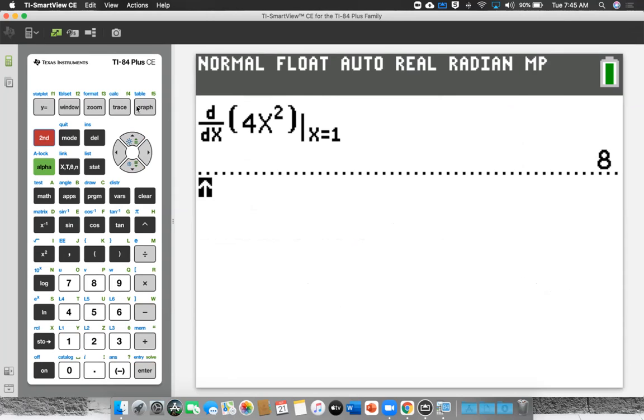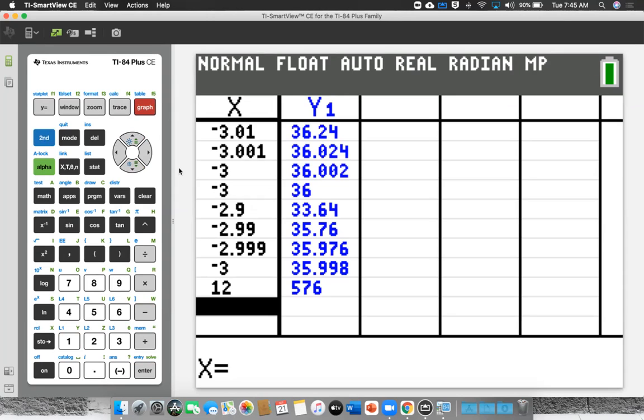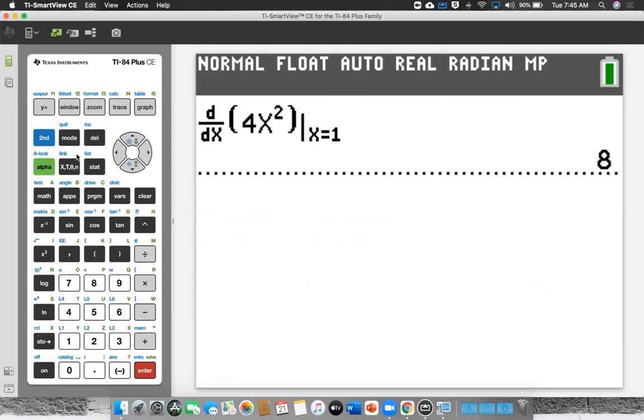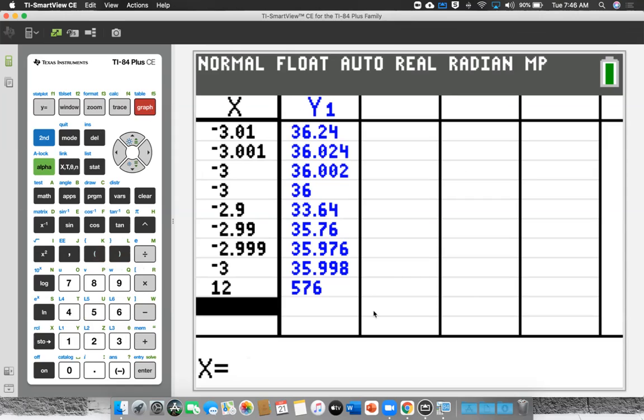Oops, let me go back. I should probably put those in parentheses. Negative 15. Still no, I wonder why. Okay, so any number you want to get, decimal or whatever, that's how you get it, as long as the function is in y, is in your graph. Okay.